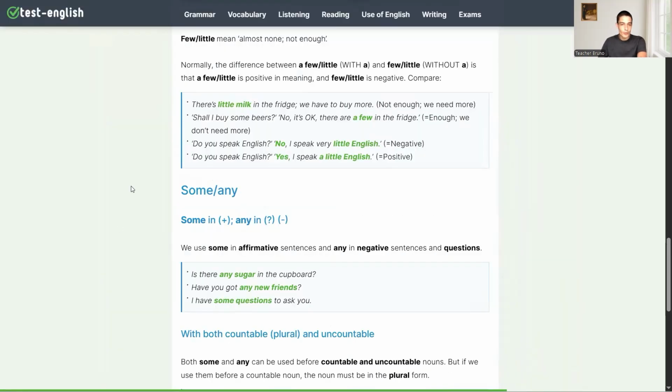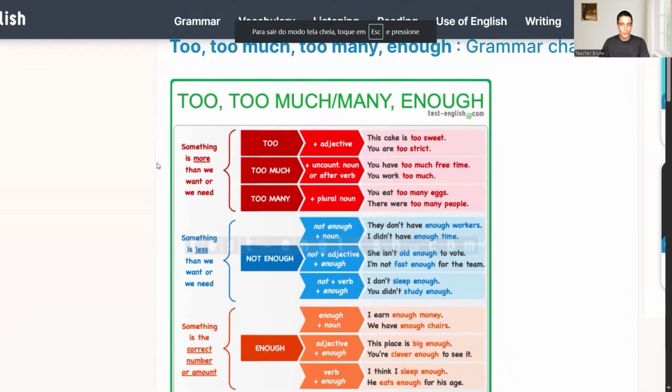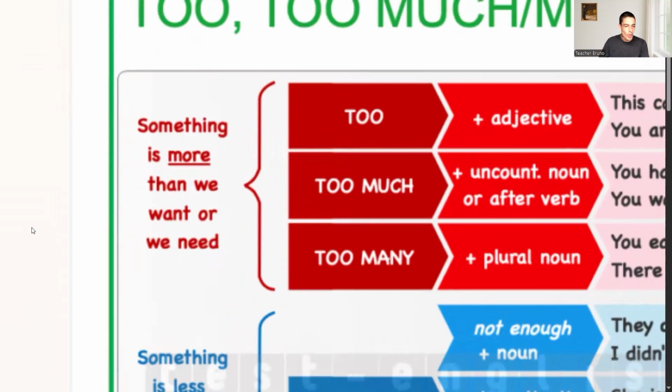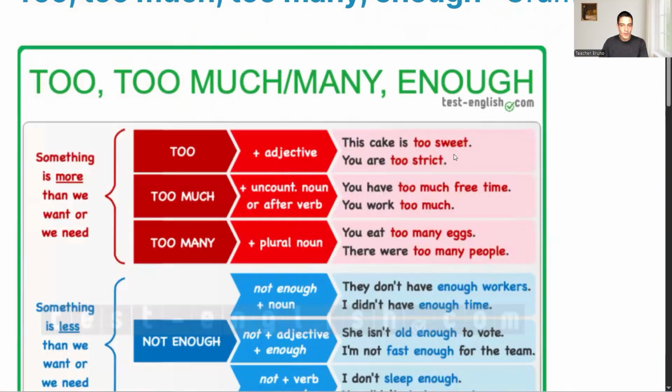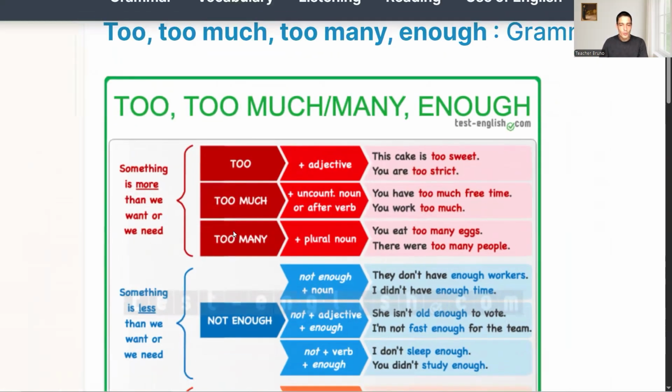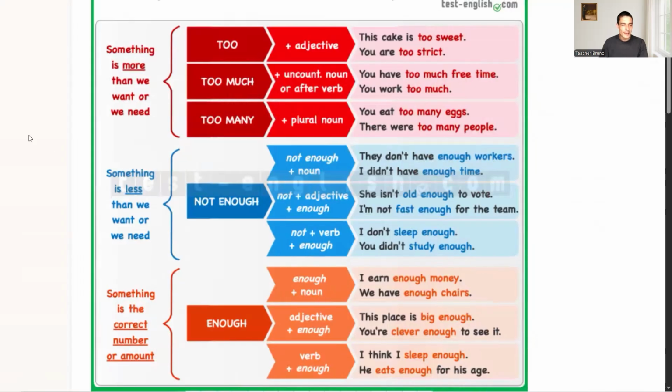The next point I want to cover today is the use of too much, too many. Something is more than we want or we need, more than. This cake is too sweet. You are too strict. So we use too before the adjective. Too much, uncountable nouns. Too much free time. You work too much, uncountable. Too many. You eat too many eggs. There are too many people.